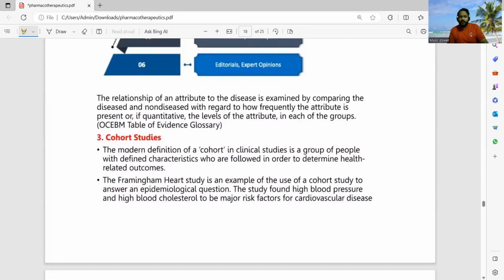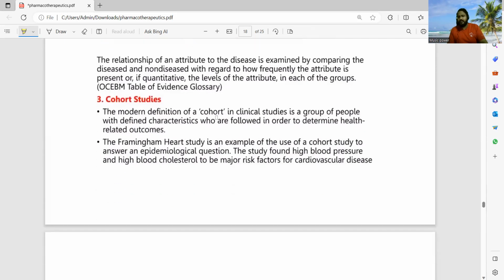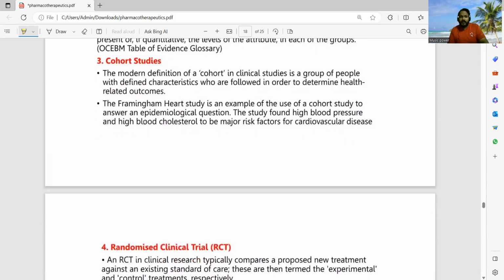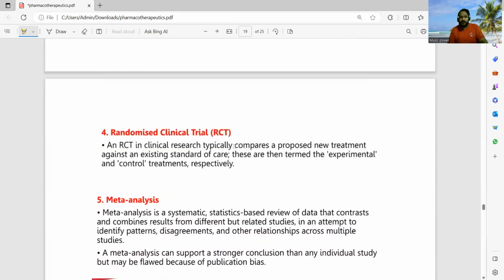And what is a cohort study? The modern definition of a cohort study in clinical studies is a group of people with defined characteristics who are followed in order to determine health related outcomes. The Framingham heart study is an example of the use of a cohort study to answer epidemiological questions. The study found high blood pressure and high cholesterol level in blood to be major risk factors for cardiovascular disease.